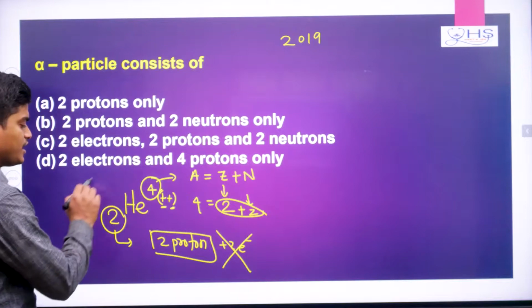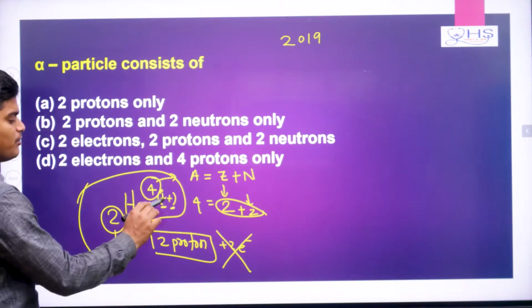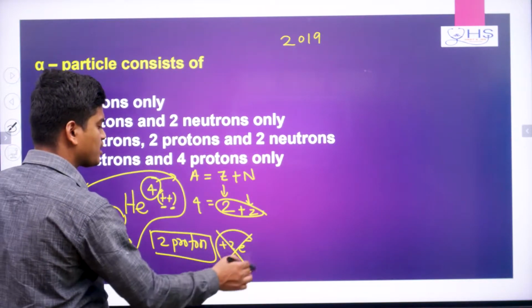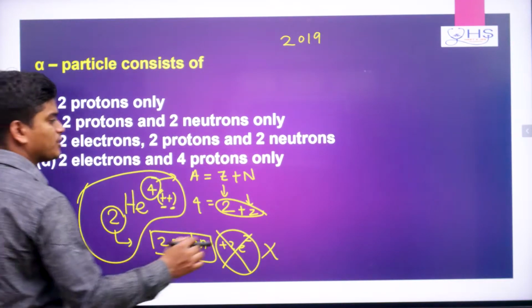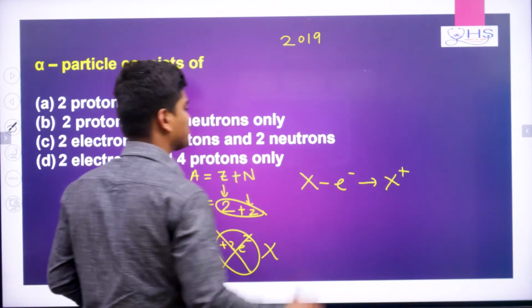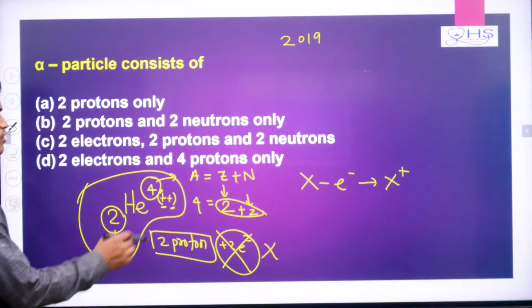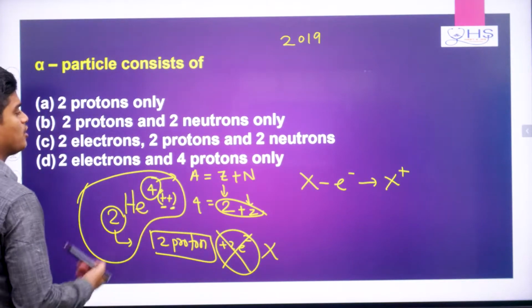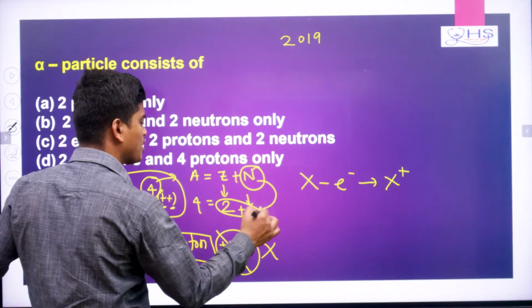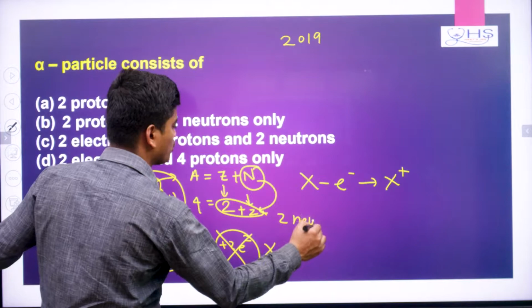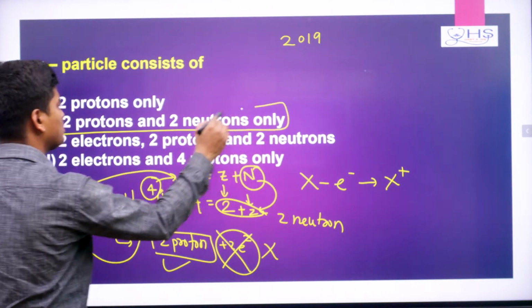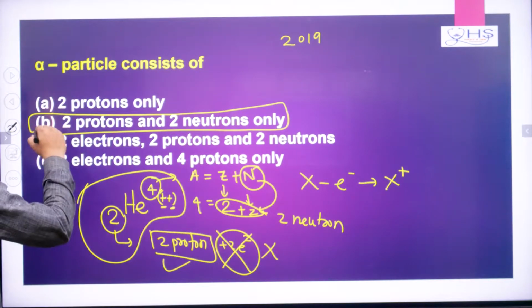So in this alpha particle, a doubly charged helium atom, or basically it is an ion actually, electrons are not present because it is positively charged. If any object loses electrons, then it becomes positively charged. So it lost 2 electrons, that's why it is doubly charged. So here 2 protons, and the neutron number is 2 neutrons. Right here 2 protons and 2 neutrons, so this will be your answer B.